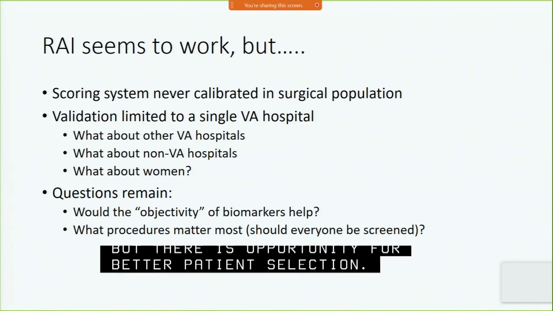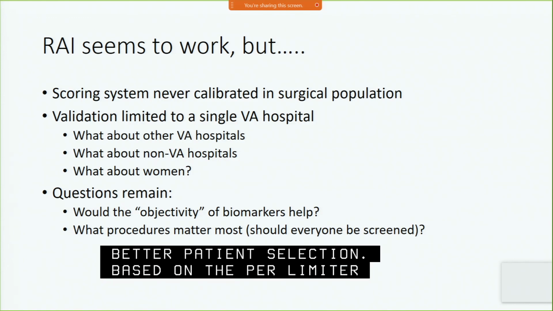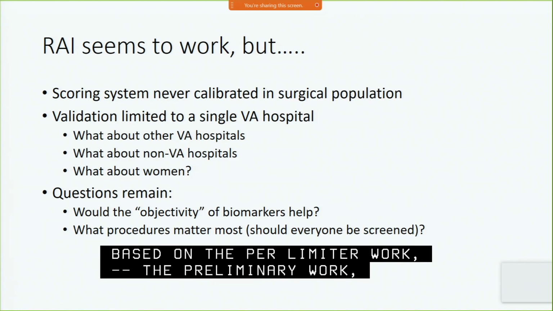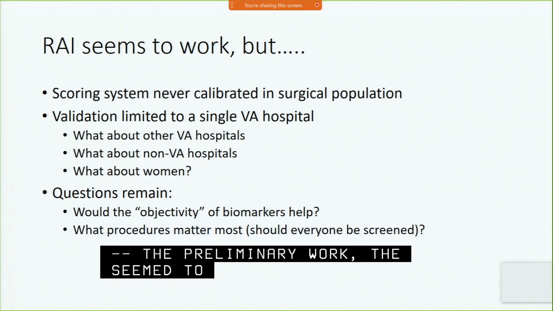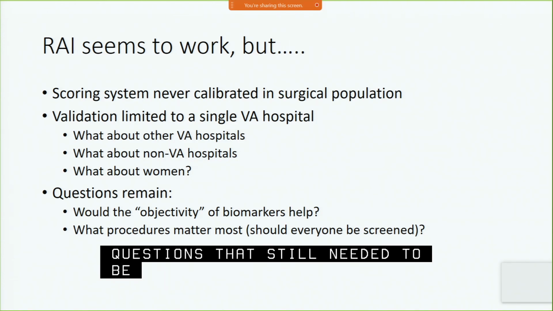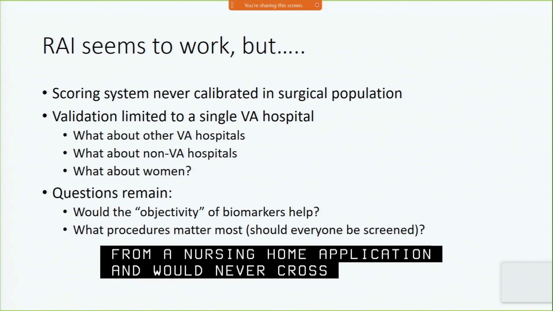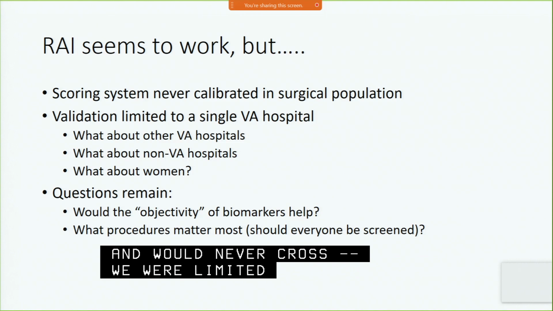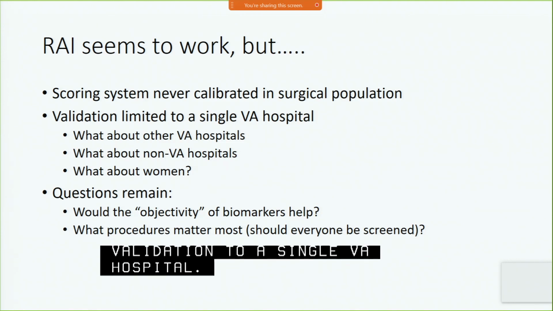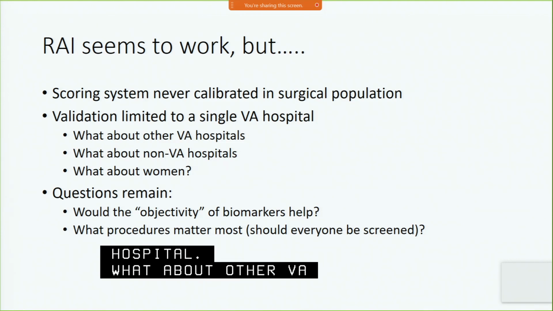But there were questions that remained that needed to be answered, including the fact that the scoring system was adopted from a nursing home population and never really calibrated or validated within a broad surgical population. We were also limited in our validation to a single VA hospital. So what about other VA hospitals? What about non-VA hospitals? And given the fact that the VA hospitals care primarily for men, what about women?